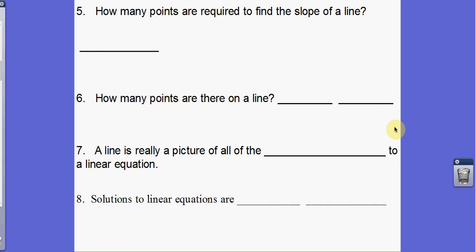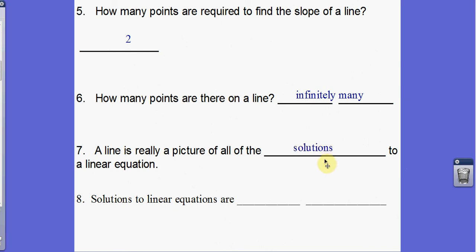Let's see, what else do we have here? How many points do we need to find the slope of a line? And it would be nice if this would work. 2. We need 2 points. How many points are actually on the line? Well, there are a lot more than 2. There are infinitely many points on a line. We could count them until we were 100 years old and we still wouldn't be able to count them all.